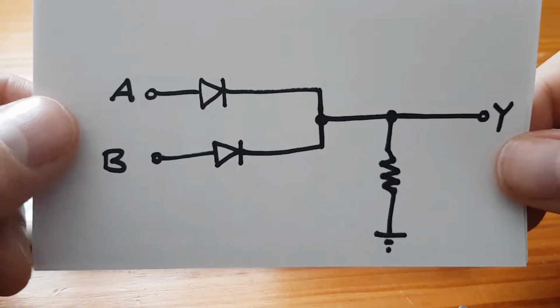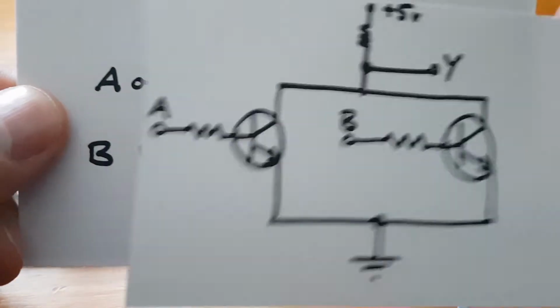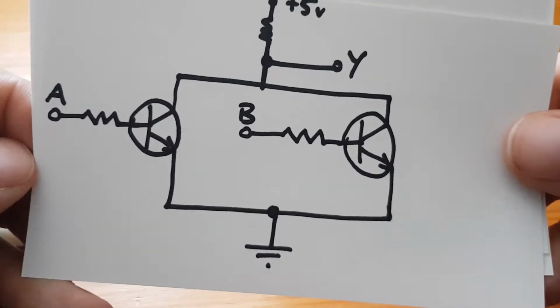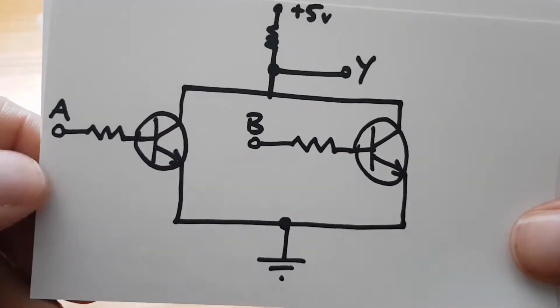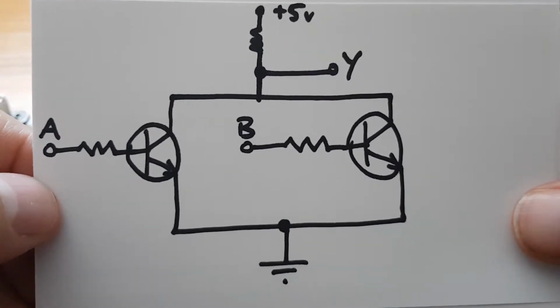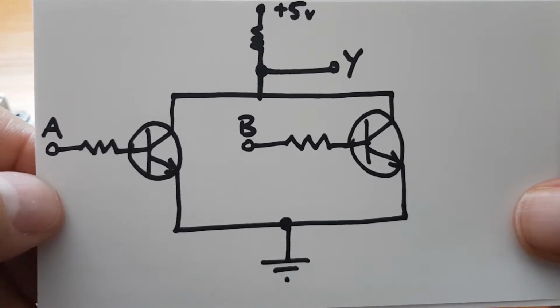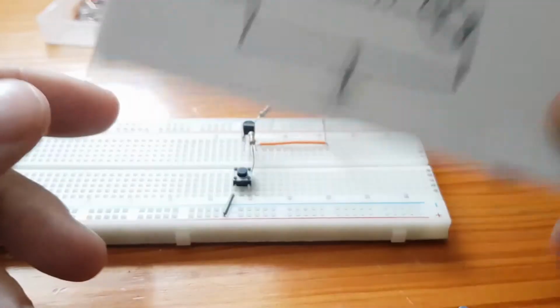Okay, you can, as I said, build it with transistors, and that's what a transistor version of an OR gate would look like. It is quite complicated in comparison. So it's a lot easier to build OR gates with diodes than it is with transistors. So let's break out the breadboard and build an OR gate.